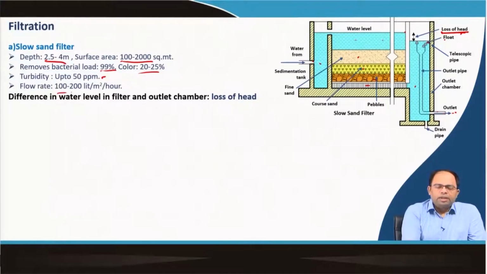The flow rate is 100 to 200 liters per square meter. So, that actually gives you an idea about the surface area that is required, or the total size of tank that is required. The difference in water level in the filter and outlet chamber is basically due to loss of head.